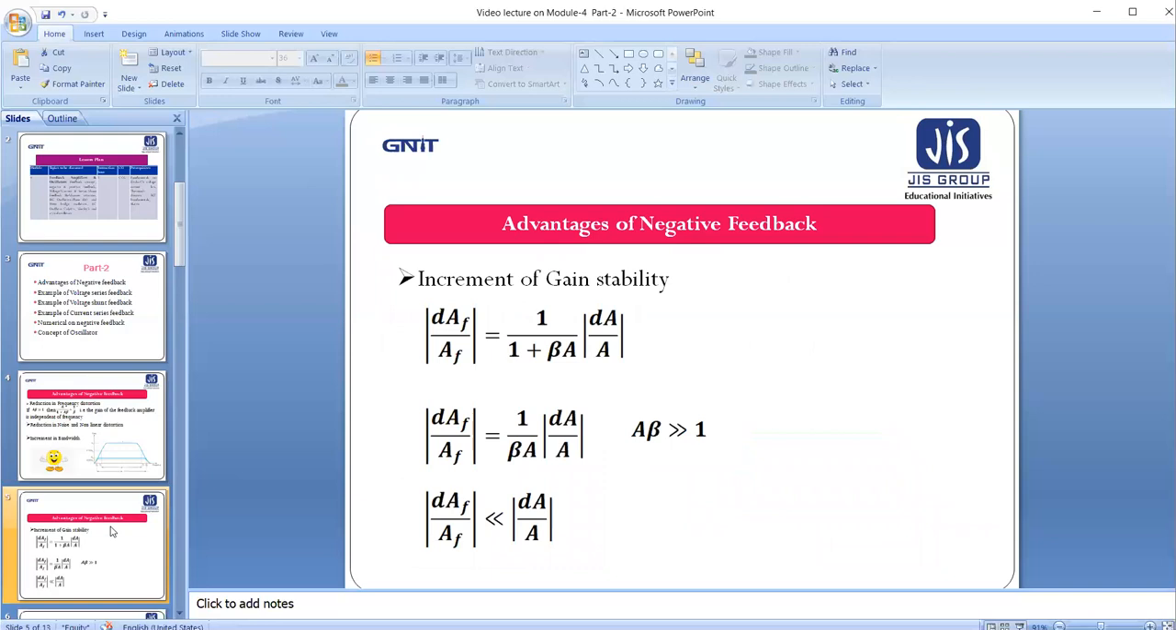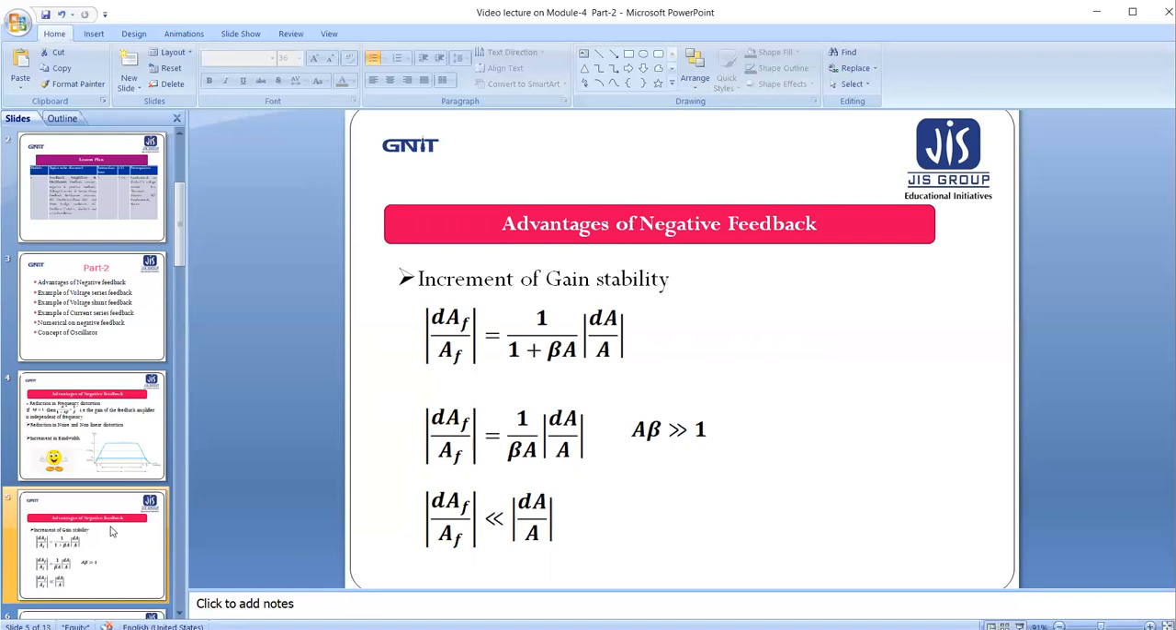The next advantage of negative feedback is increment of gain stability. Actually, in a non-feedback amplifier, the gain does not become stable due to temperature effects, due to transistor beta variations, and due to Q point variation, etc. But if we use negative feedback, then automatically the gain stability will be enhanced.